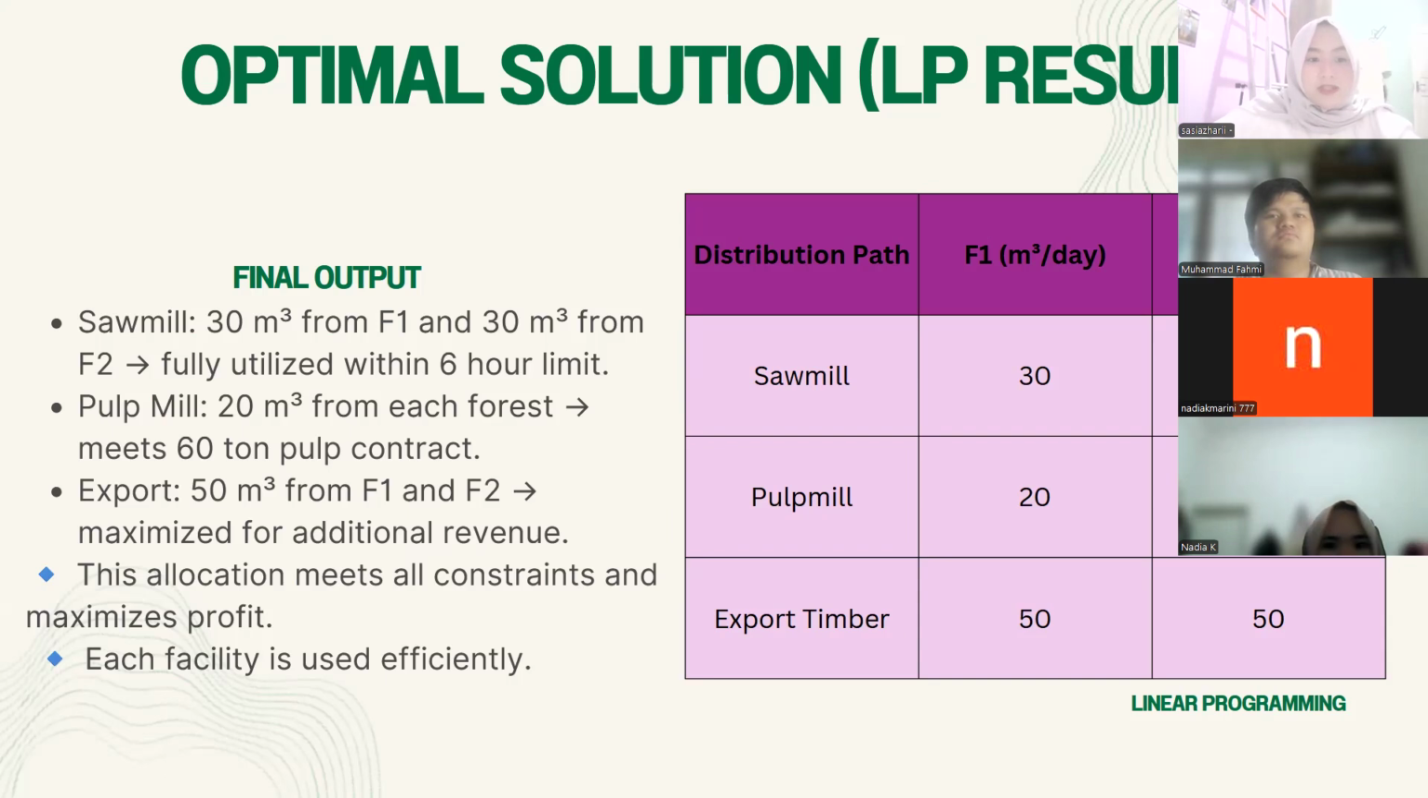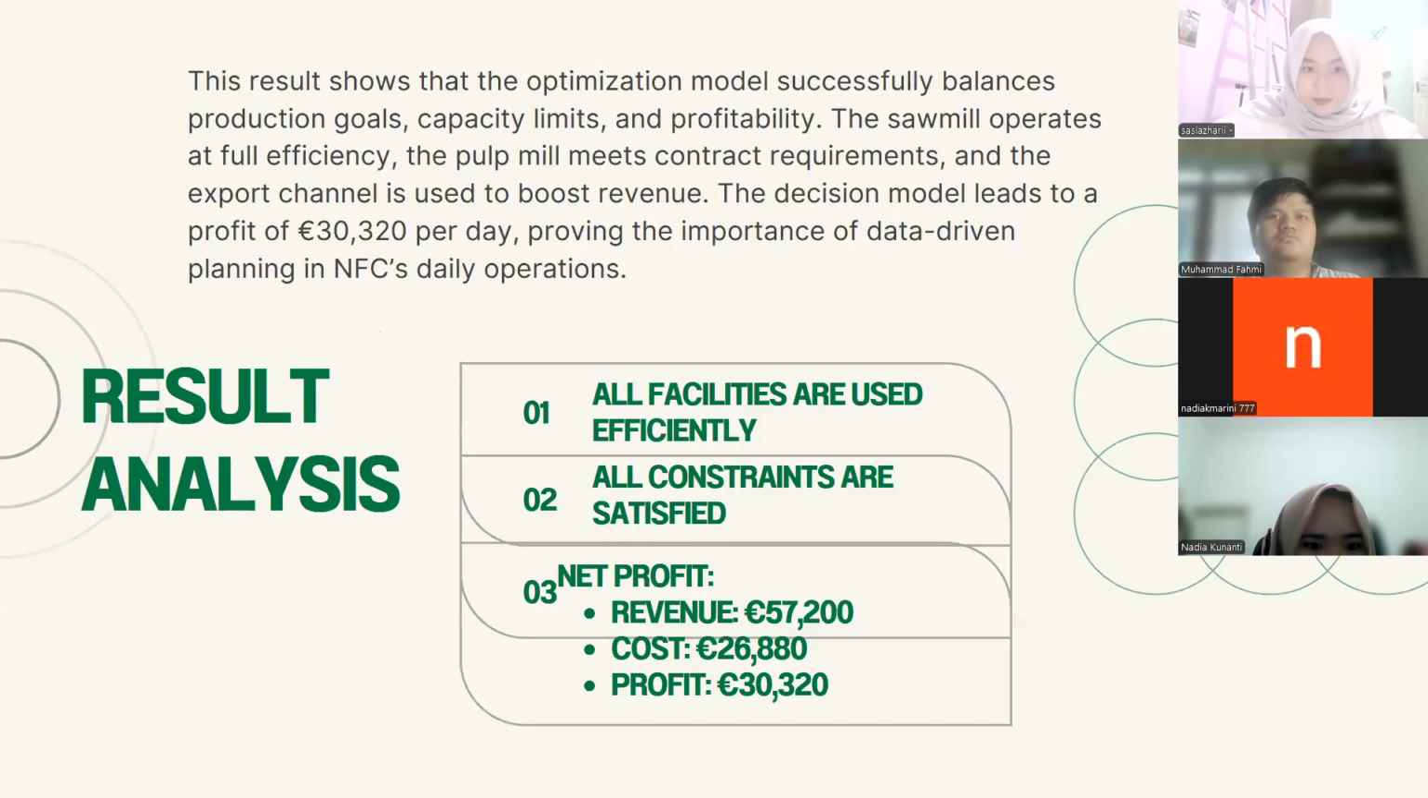This allocation meets all given constraints. The sawmill operates exactly within the 6-hour capacity, the pulp contract requirement of 60 tons is fulfilled, and export volume is maximized to generate extra revenue. So with this configuration, we ensure that each facility is working at its maximum efficiency.